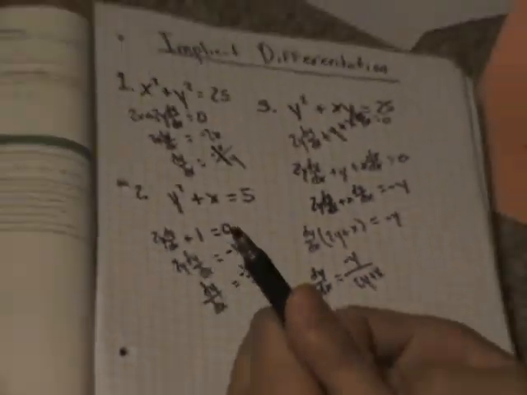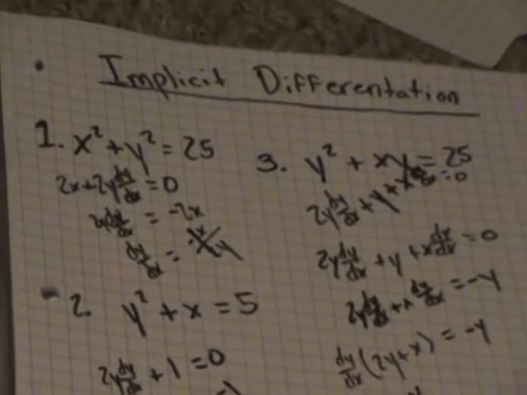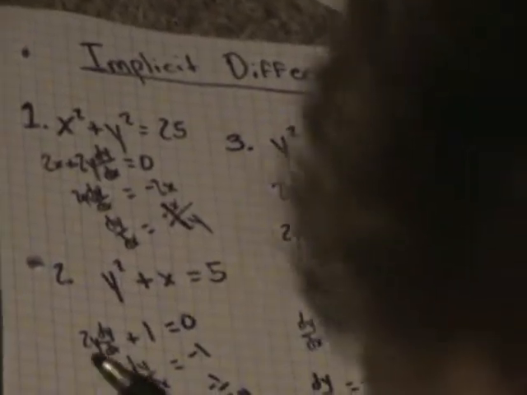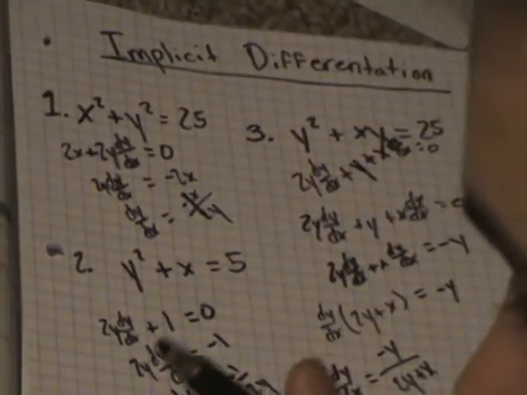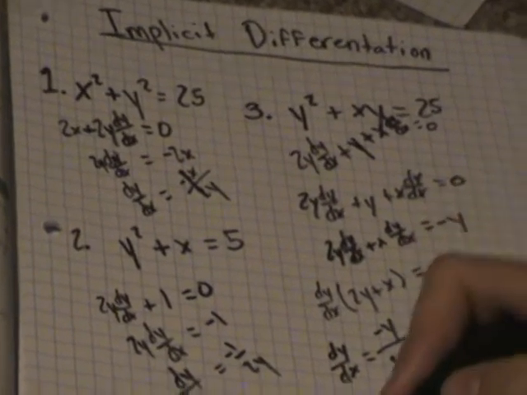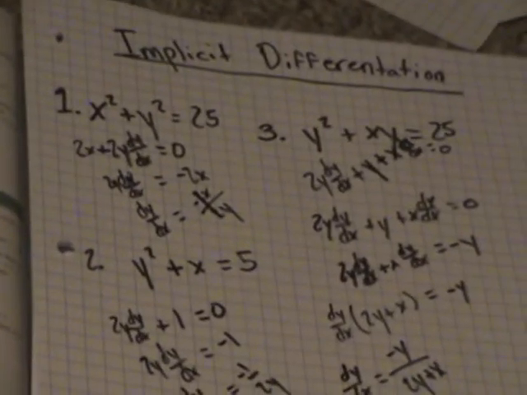In a nutshell, you're going to get some crazy ones out there, like x cubed plus y cubed equals, plus xy squared. But just plug and chug. That's all it is, really.